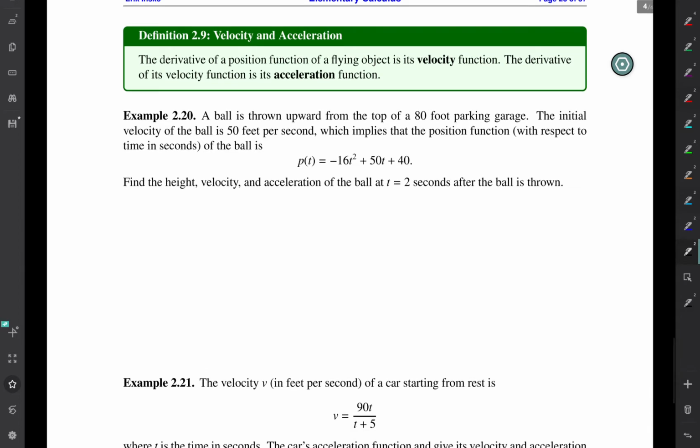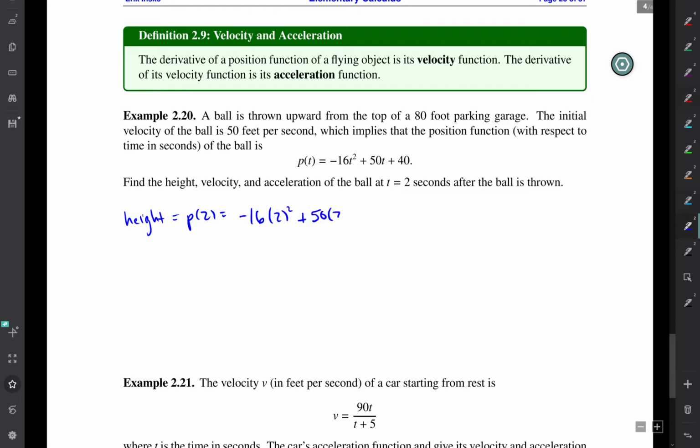thrown. So to get the height, all you do is plug in p of 2, that's the position at 2, or height at 2. So you'll get negative 16 times 2 squared plus 50 times 2 plus 40. And I don't have a calculator handy, but you can do that math. And then next you're asked to find the velocity.